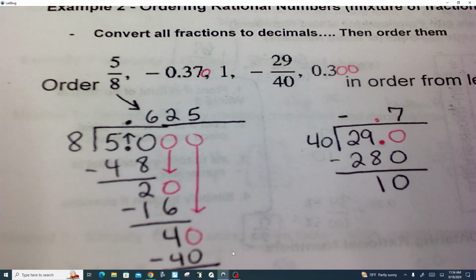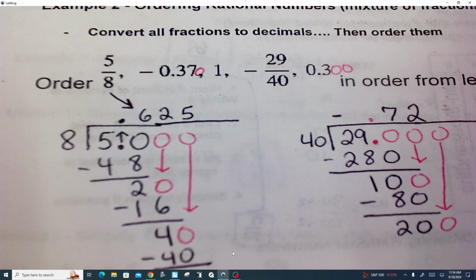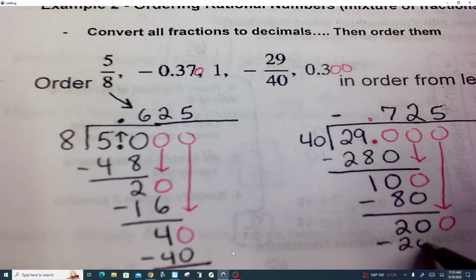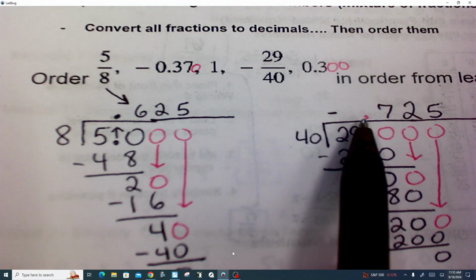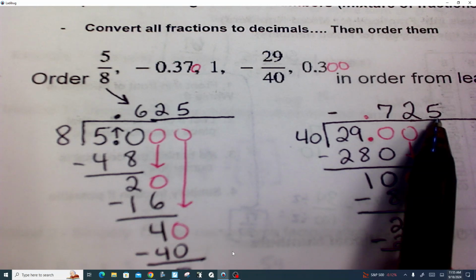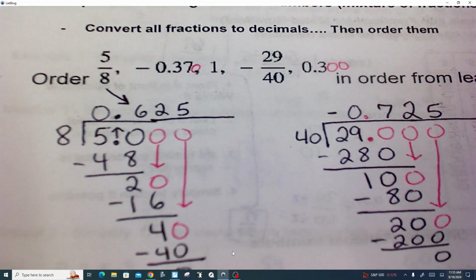We've got 10 left over, so add another 0 and drop it. That'll go in twice, so we'll get 80. And yet again, we've got to add another 0 and drop it. But this time, we can finally finish it, right? 40 goes into it 5 times. So I'll just handwrite this one. There we go. There's nothing left over. So this is a negative 725 thousandths. So you can even put a 0 right there in front of it. You can put a 0 there in front of that one.